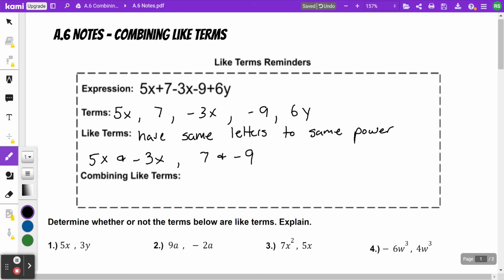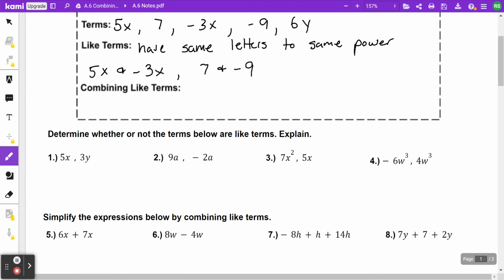Okay, and what we're going to work on today is combining like terms. So how do we take an expression like we have up here and simplify it by combining those terms that have the same letters? Okay, so that's what we're going to focus on here today. Before we get to that, let's just quickly refresh our memory on like terms. So for number 1, are those like terms 5x and 3y? The answer is no, because they're different letters.